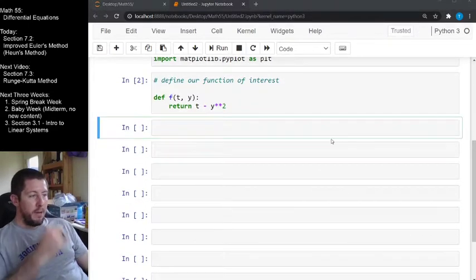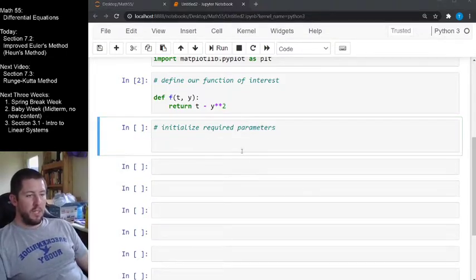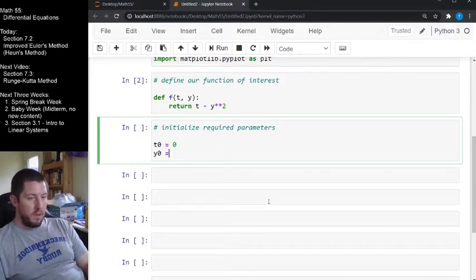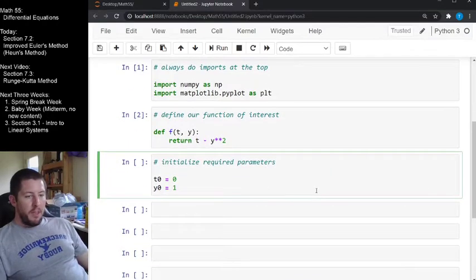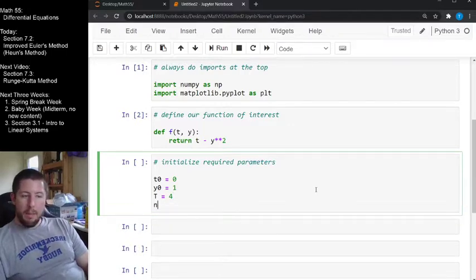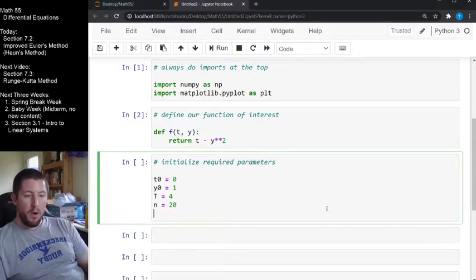We're going to go ahead and initialize parameters just like we've been doing. So what are the parameters that we need to define that are associated with this prediction? Well, I want my initial conditions. So things like t0 is 0, y0 is 1. Those are my initial conditions associated with the differential equation. I need my final time, I'll call capital T, is going to be 4. My number of subdivisions is going to be 20. And using those, I can compute my delta t, which should always be my final time minus my initial time, divided by my number of subdivisions.